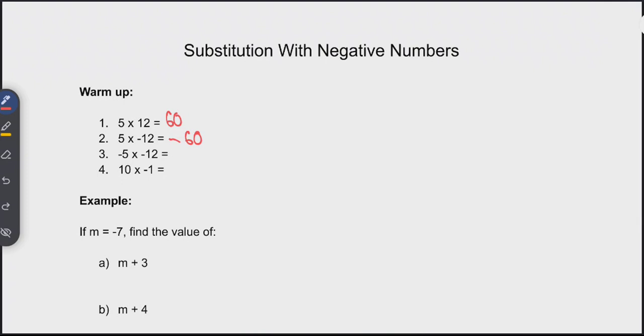Okay, what if you've got minus 5 times minus 12? So we've got a negative amount of a negative number. Well, that's going to be positive, so it's positive 60. A negative times by negative, always positive. What about 10 times minus 1? Well, what's that second rule we saw here? 10 times minus 1 is a positive times by negative, so it's going to be negative. It's going to be minus 10.